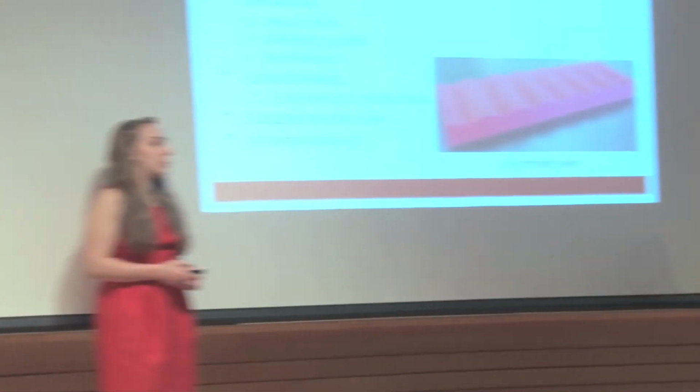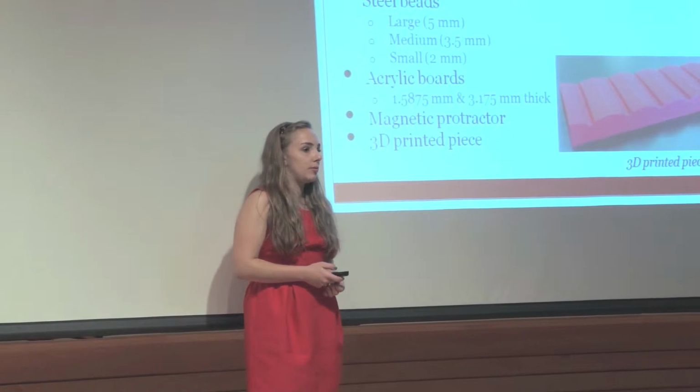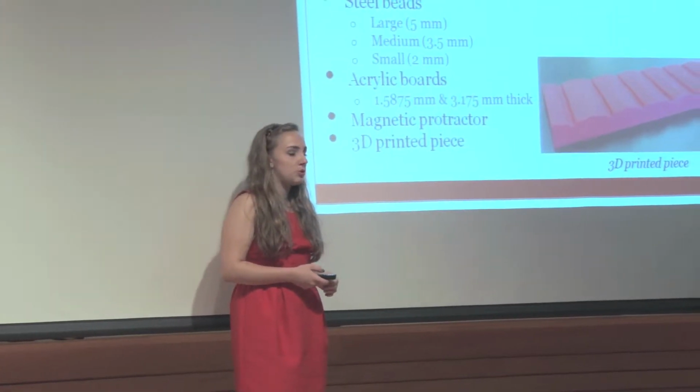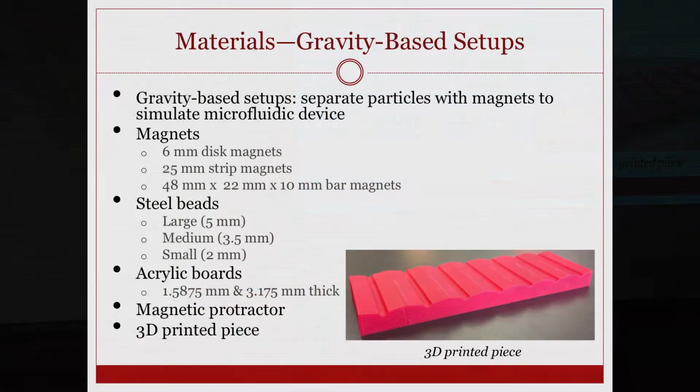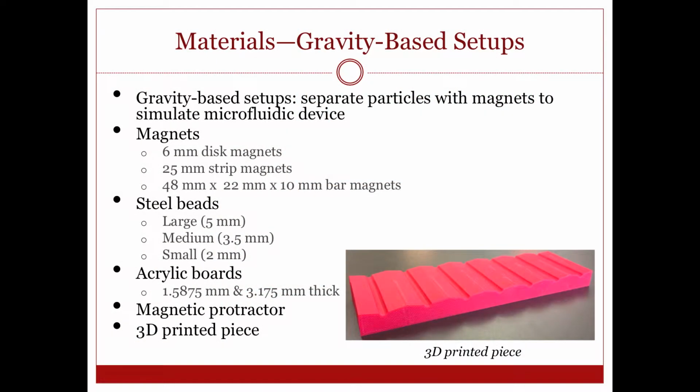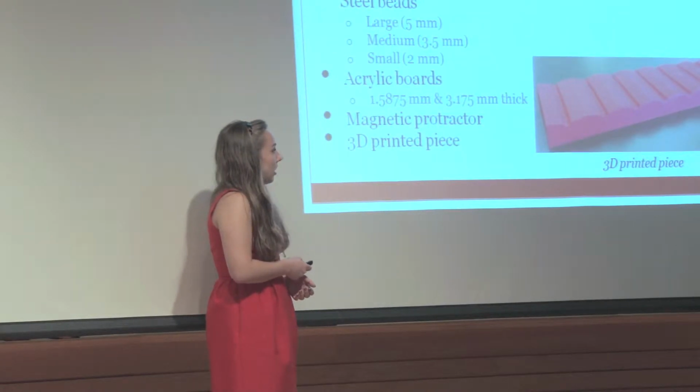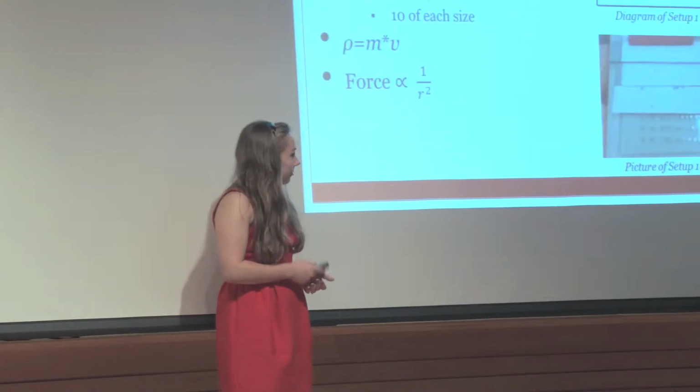After this experiment with the DLD device, we created 3 further gravity-based setups using those same disc magnets, as well as strip magnets and powerful bar magnets for certain setups. And we attached them onto acrylic boards and then used 3 different sizes of steel beads to simulate the particles in these devices. And to ensure that all of the beads entered the board from the same height and at the same velocity, we 3D printed a piece with several channels for the beads to roll down.